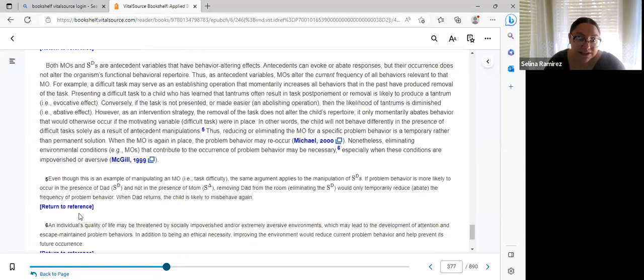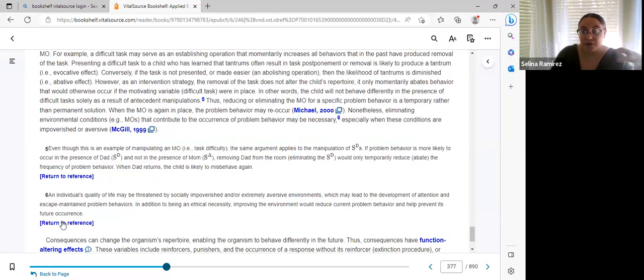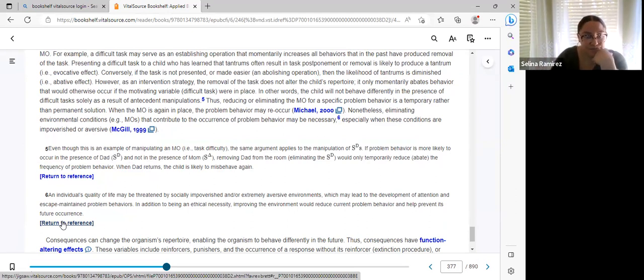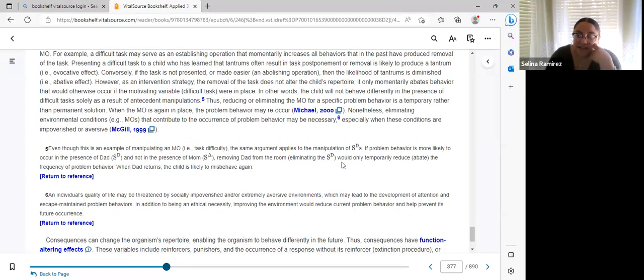But this chapter is basically telling us how important the MO is, and all of those proactive strategies can also help to influence the behavior. So even though this is an example of manipulating the MO, task difficulty, the same argument applies to manipulation of SDs. If problem behavior is more likely to occur in the presence of dad, the SD, and not in the presence of mom, so S delta.